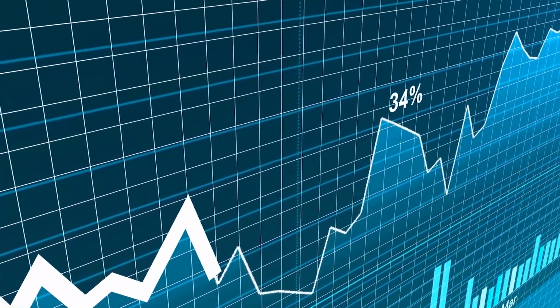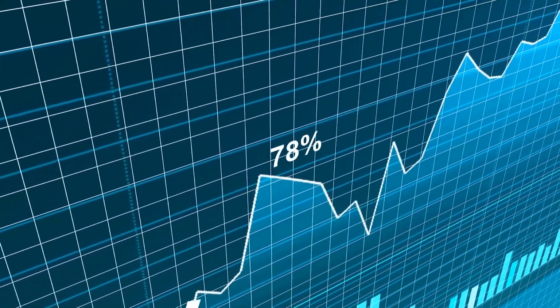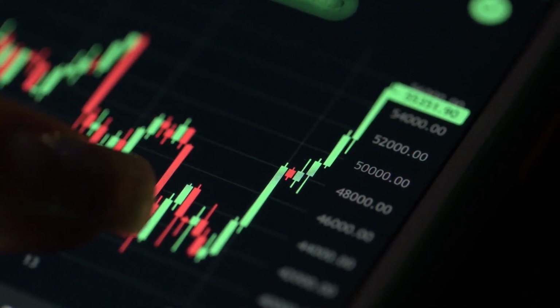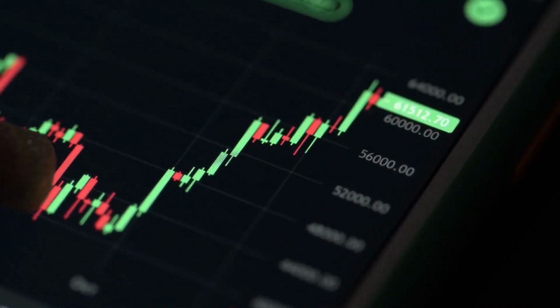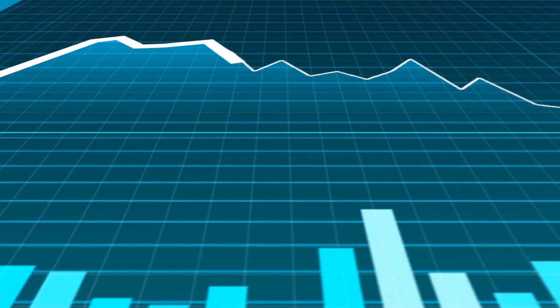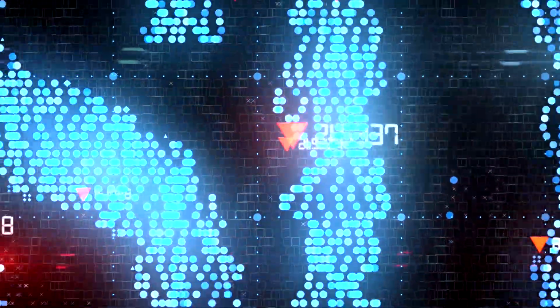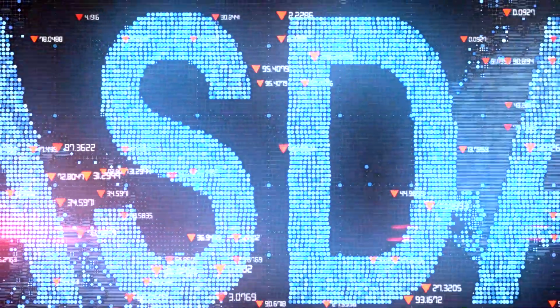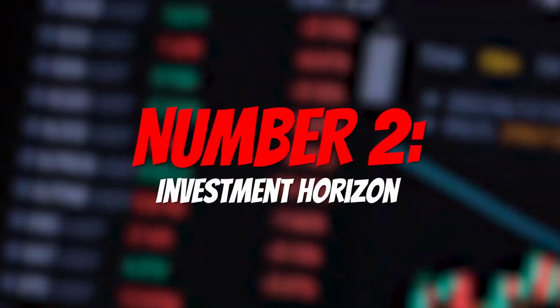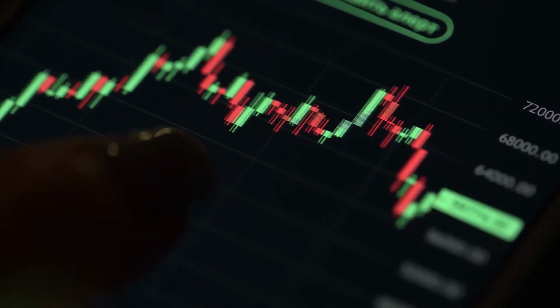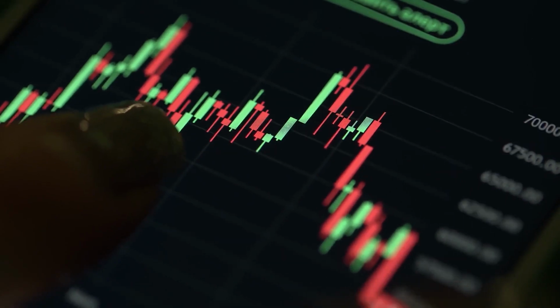Now let's take a look at an even more exciting topic. That is, factors that affect ROI. There are several high alert factors that can affect the ROI of an investment. Some of the most important factors to consider include: number 1, investment risk. Higher risk investments tend to have the potential for higher returns, but they also have a greater chance of loss. Number 2, investment horizon. The longer an investment is held, the more time it has to grow and generate returns.